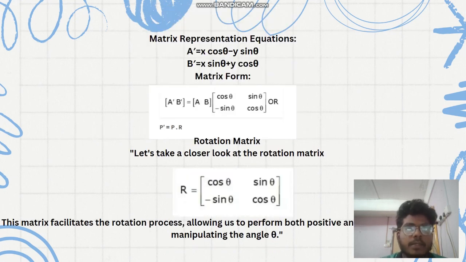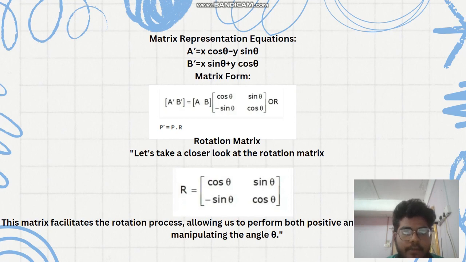For the matrix representation, we can express the 2D equation in matrix form. The equation is A equals x cos theta minus y sin theta, and B equals x sin theta plus y cos theta. This can be represented as a matrix multiplication of the original point matrix with the rotation matrix, which can be seen here.